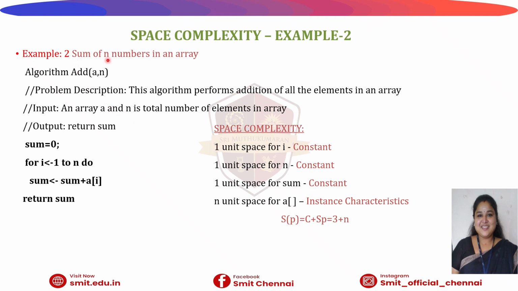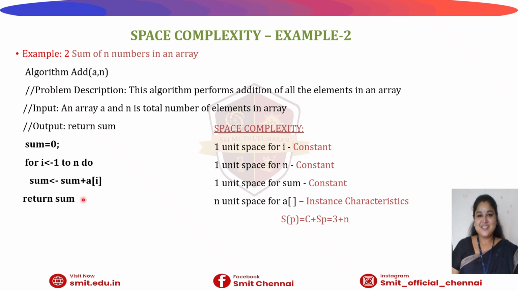Next one is sum of n numbers in an array. In a given array, n numbers are there, and we are going to sum them up. So initial sum is equal to 0, for i is equal to 1 to n, sum is equal to sum plus a of i, return sum. So these are the constants: i is a constant, sum is a constant, n is a constant. For these constant values, we give one unit of space each: i one unit, n one unit, sum one unit.